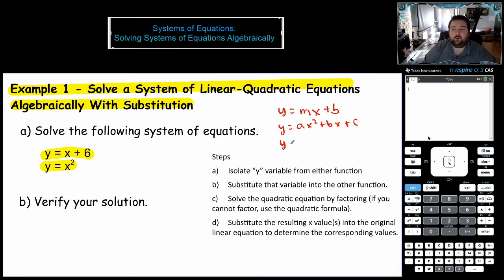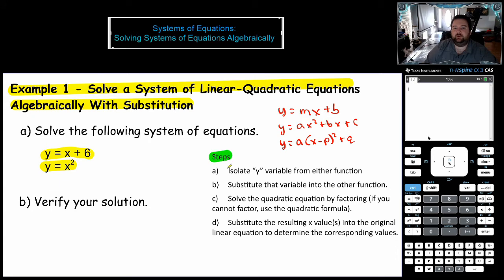Remember that there are also quadratic equations in vertex form. That's the other form that we would have learned about. And that form is y equals a(x minus p) squared plus q. So this is your vertex form. Okay, we have our linear equation and we have our quadratic equation. We're going to try to solve this now.